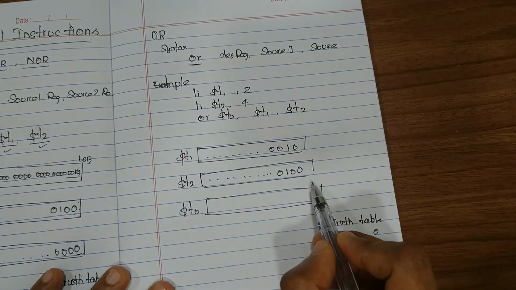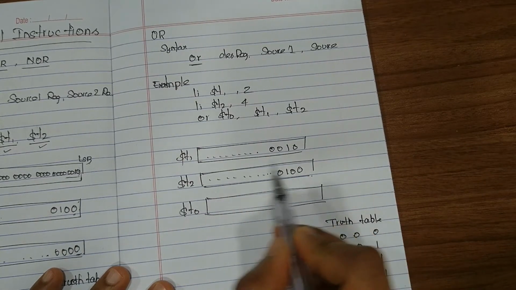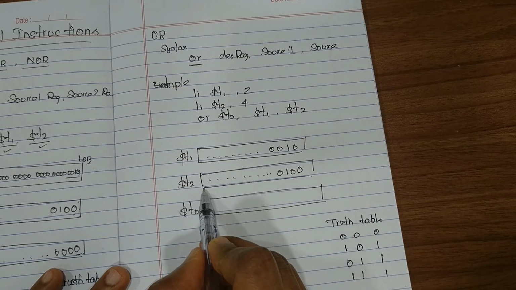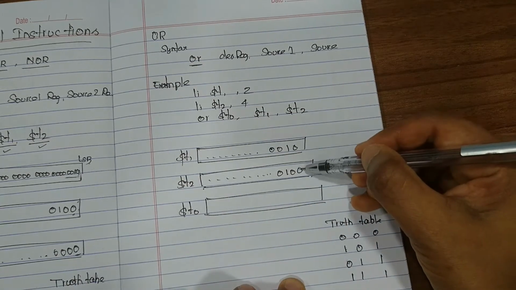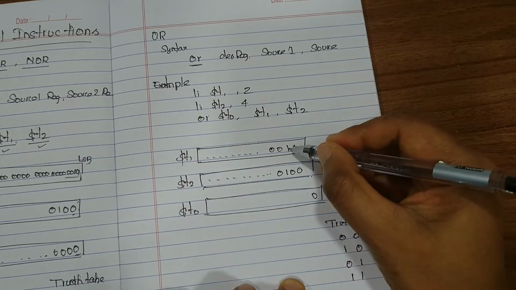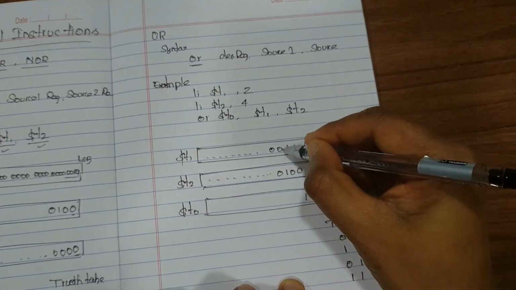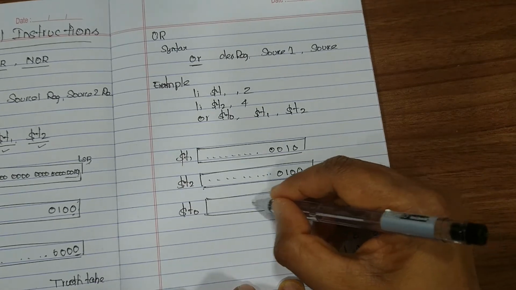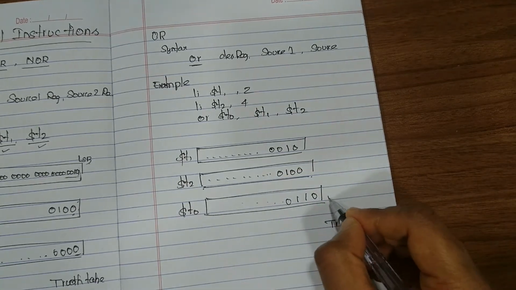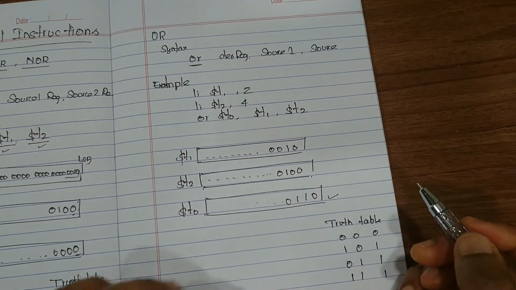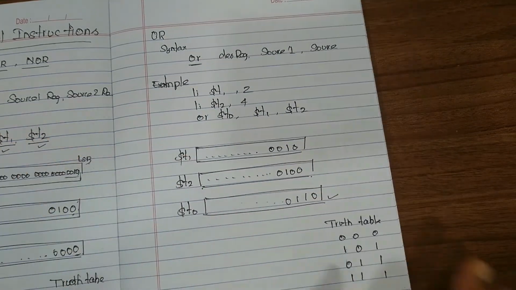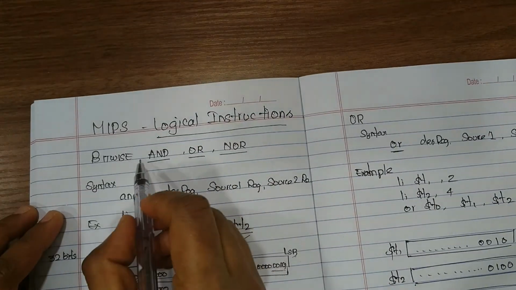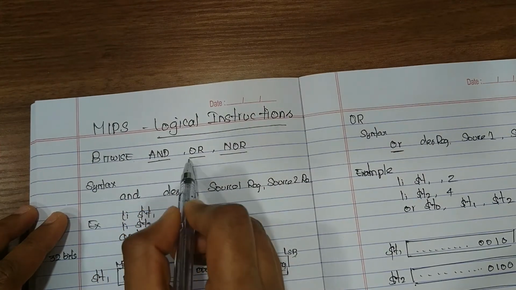So again the bitwise OR starts from the least significant bit to the most significant bit. Let's see the least significant bit: 0, 0, 0. And the next one: 1, 0, 1. And the next bit: 0, 1. And the next bit is 0. So it goes like that. So this is the result. This is the bitwise AND and bitwise OR. So our topic is bitwise AND, OR, and NOR.